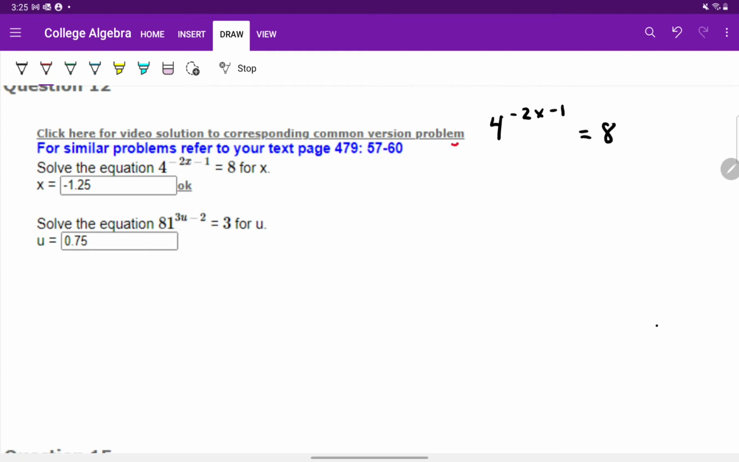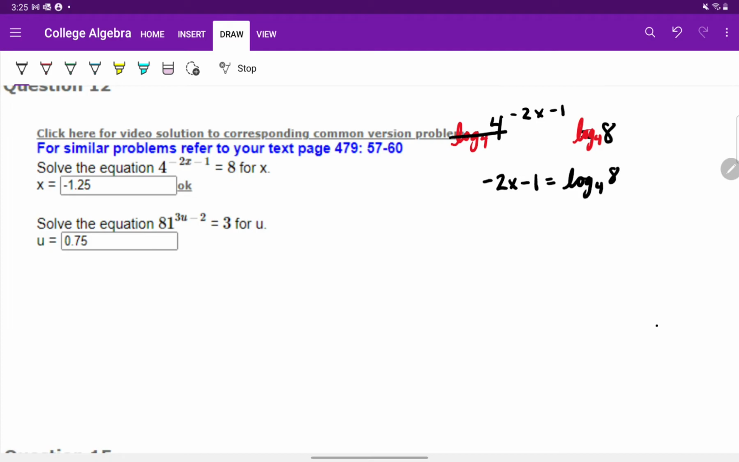So again, I didn't leave myself very much room. Log base 4 of the left, log base 4 of the right. Let's see if we can rewrite this a little nicer. That will cancel the log base 4 and the 4 exponential, leaving us with just negative 2x minus 1 on the left. And on the right, we have log base 4 of 8.